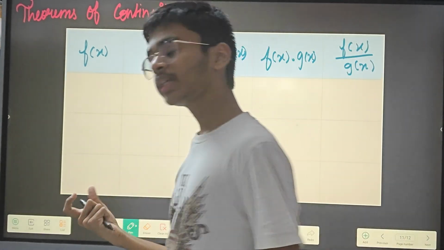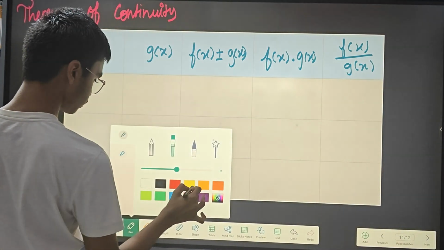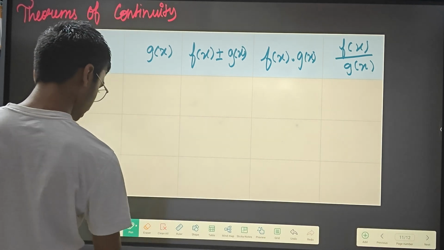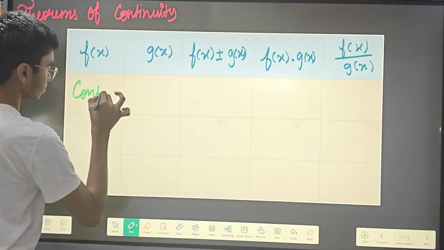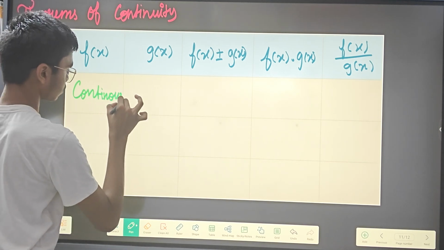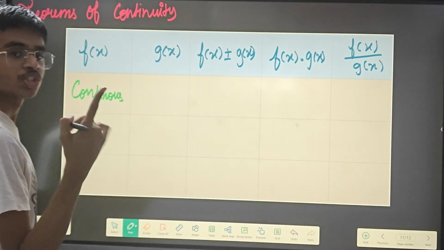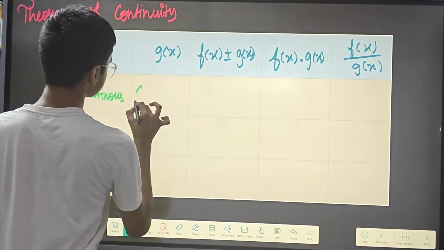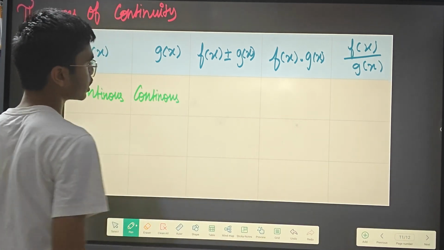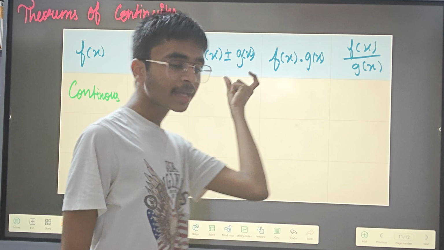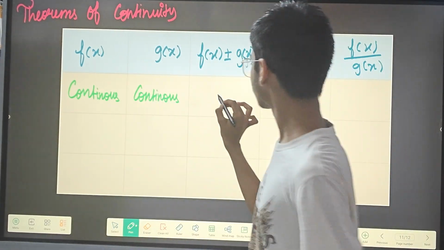See, in case f of x is continuous, and g of x is also continuous, then f of x plus or minus g of x will be also continuous only.